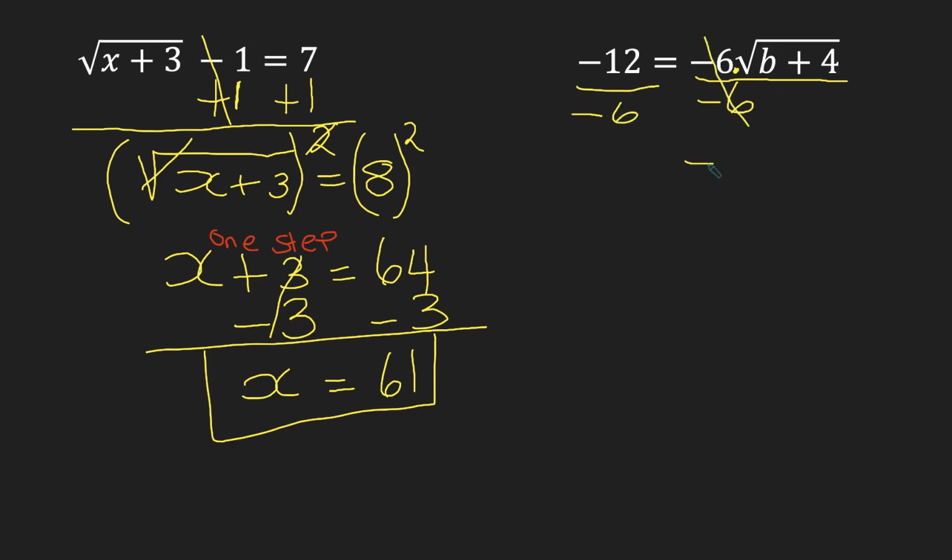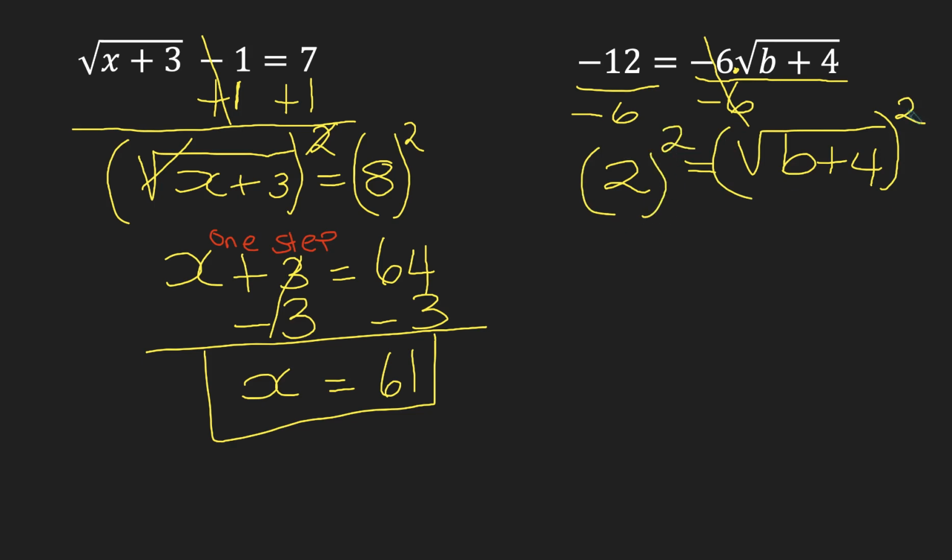Now that cancels, and I get the square root of b plus 4. On the left hand side, 2 negatives gives me a positive, and 12 divided by 6 is 2. Now remember, I'm still trying to get that b isolated, but I still have that radical sign. So I'm going to square both sides. Remember, the square cancels the square root, leaving you with b plus 4. And 2 squared is 4.